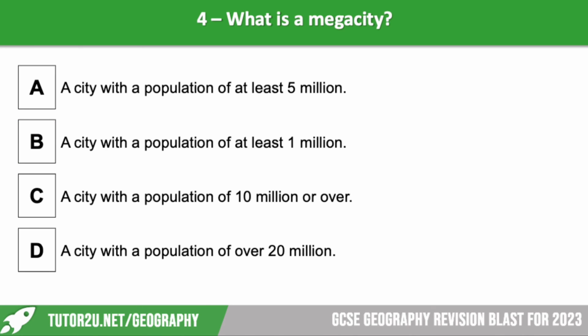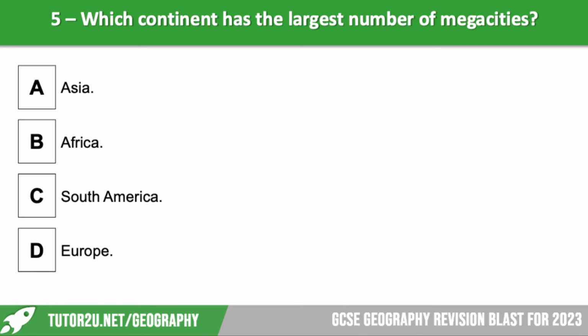4. What is a megacity? A, a city with a population of at least 5 million. B, a city with a population of at least 1 million. C, a city with a population of 10 million or over. Or D, a city with a population of over 20 million. Let's reveal. It is C, so it's 10 million or more. And our last question is, which continent has the largest number of megacities? Is it A, Asia, B, Africa, C, South America, or D, Europe? Okay, let's reveal. It is Asia.